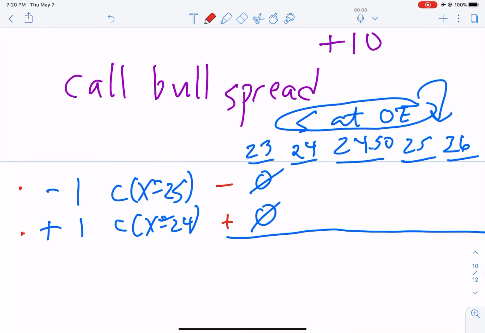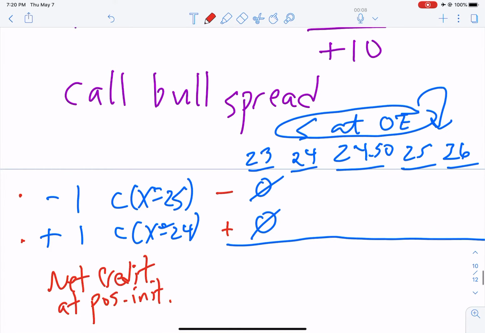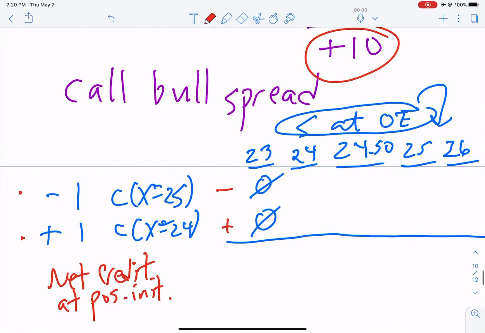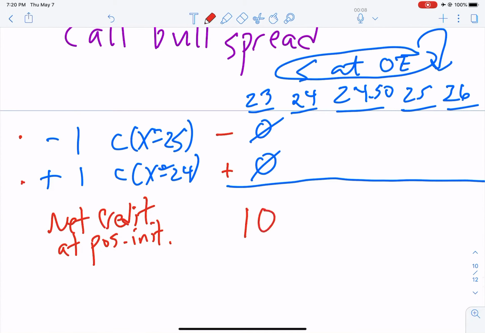And then don't forget our net credit at position initiation. Okay, and that was this $10 here. So there's the 10, and put a plus sign there, and then the profit. Well, that's 10. We're up $10.